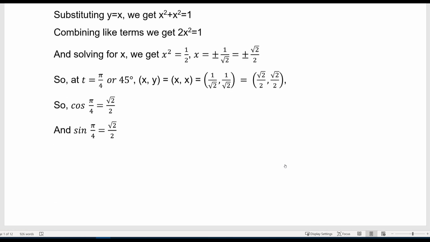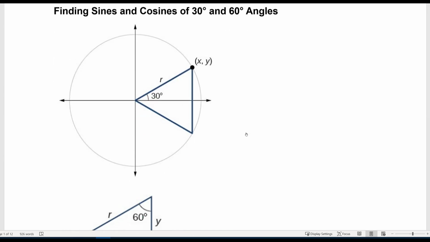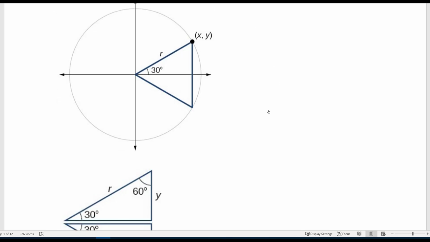So with that, cosine of pi over 4, or 45, is square root of 2 over 2, and so is sine of pi over 4. They're the same value. Now in terms of cosine and sine for 30 degrees and 60 degrees, think about an equilateral triangle, an equiangular triangle. These are all 60-degree angles.